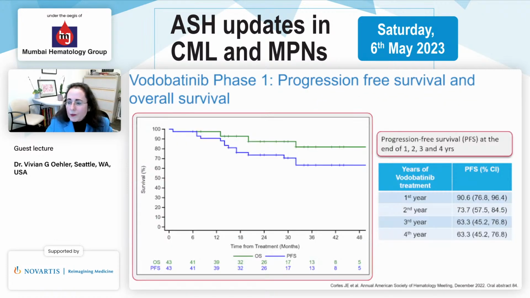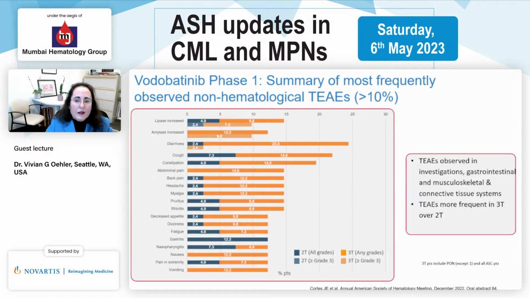With regard to progression-free survival at 2 years, this was 73.7%, and at 4 years was 63.3%. Vodobatinib was generally well tolerated, and the most common treatment-emergent adverse events were GI toxicities as well as musculoskeletal, and these occurred more frequently in 3T patients versus 2T patients.